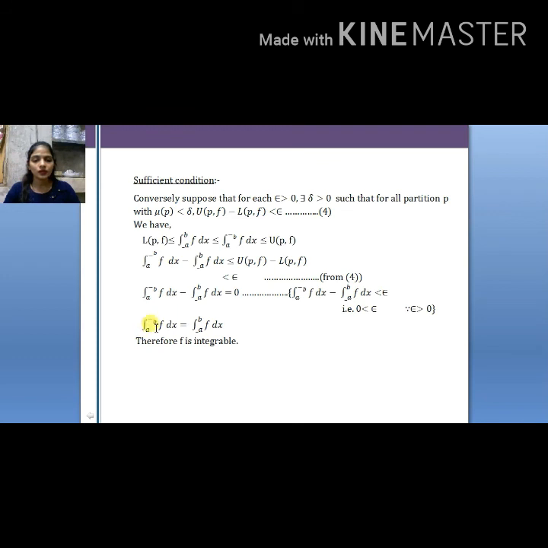Therefore, integration from a to b bar f dx is equal to integration from a bar to b f dx. That means f is an integrable function. The upper integral is equal to the lower integral. Therefore, f is an integrable function.